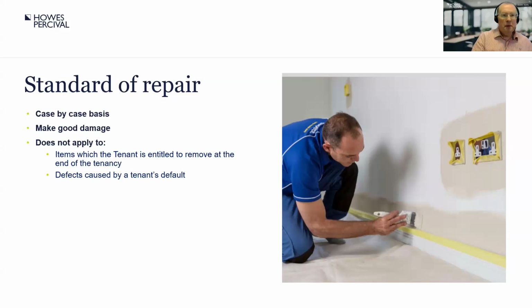So the standard of repair expected will also be assessed on a case-by-case basis. Consideration is to be given to the character, age, and prospective life of the premises. However, it's emphasised that this does not justify leaving a tenant in a situation of material discomfort, even when the prospective life of the premises may be short. There's also an obligation to make good any damaged decorations and to decorate after completing any repair work. The landlord's standard of repair does not apply to items which the tenant is entitled to remove at the end of the tenancy or to defects caused by a tenant's default.